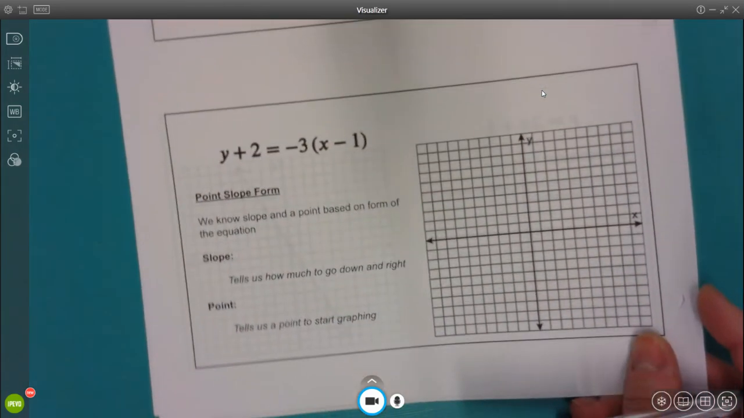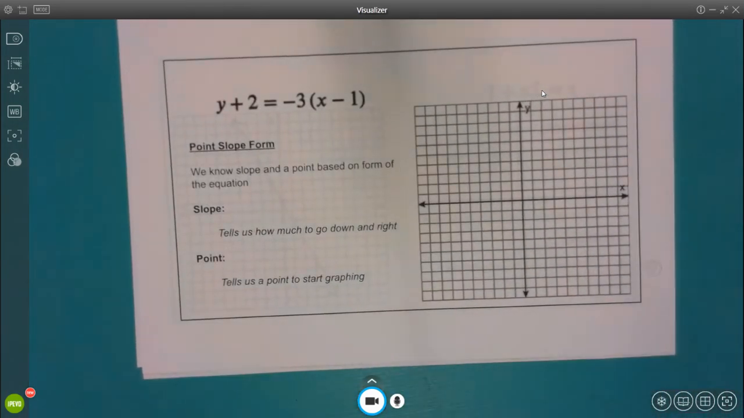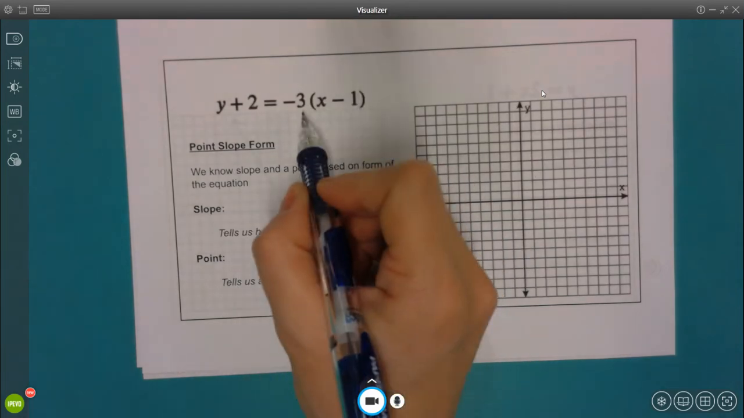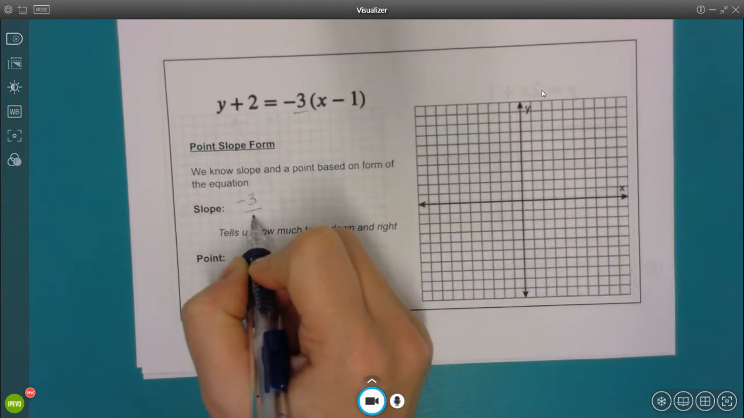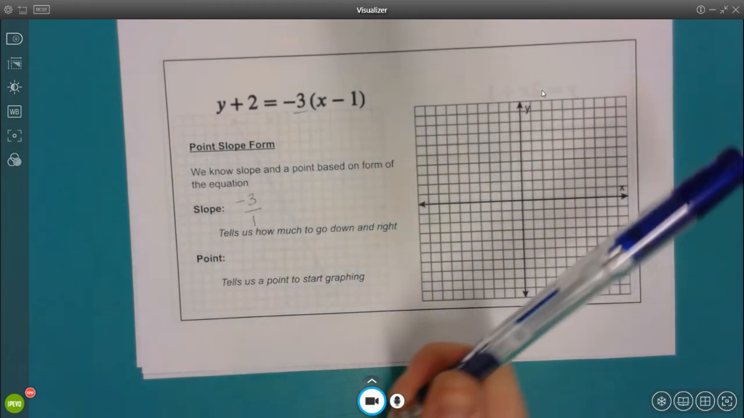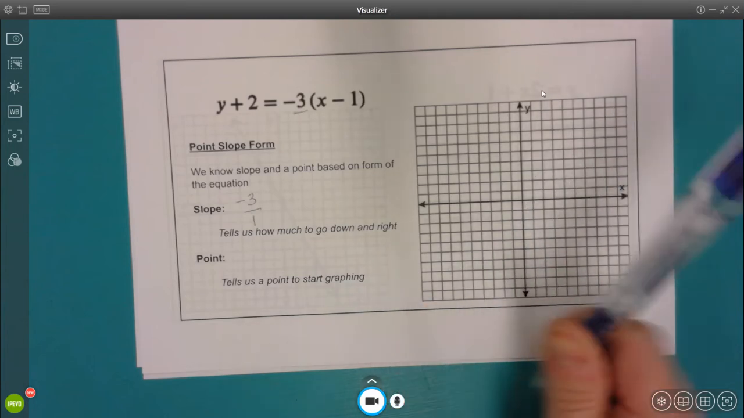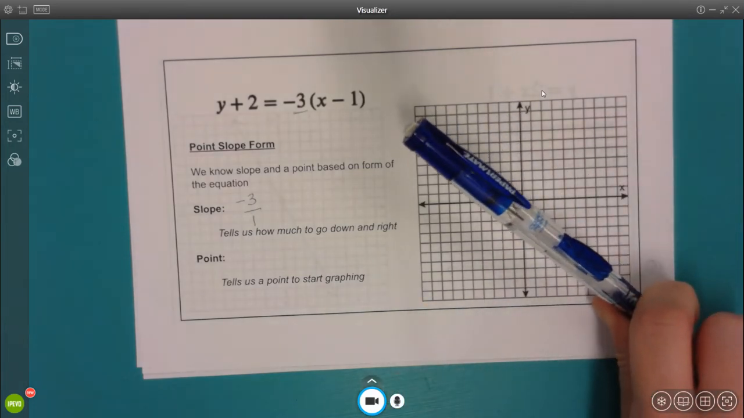The next form we're going to look at is point-slope form. So I'm given a point and I'm given a slope. So I'm going to do this pretty similarly to how I did slope-intercept form, except I'm not starting at the y-intercept. I'm starting at this point within my equation. So my slope is here in front of my parentheses. So in this case, it's -3 over 1. So instead of having a graph that's going up like this, I'm going to have a graph that's going down since the slope is negative.